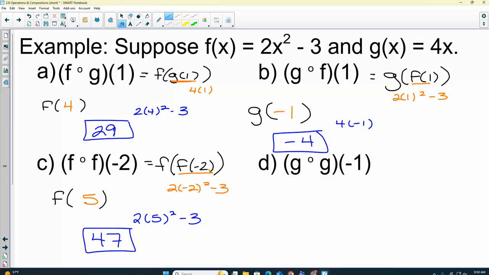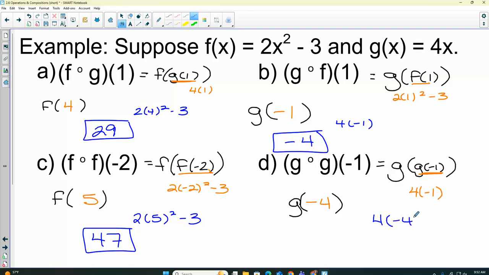I want you guys to try D. So we start with the same thing as g of negative 1. So you plug a negative 1 into g. So that gives me negative 4. And then I have to plug that back into g. So 4 times negative 4 is negative 16. So it looks like we did pretty well with that one.